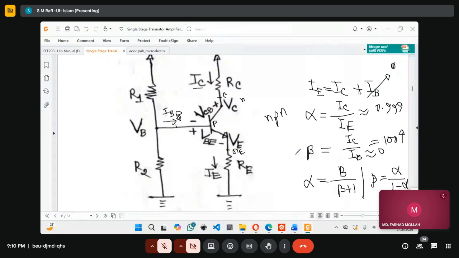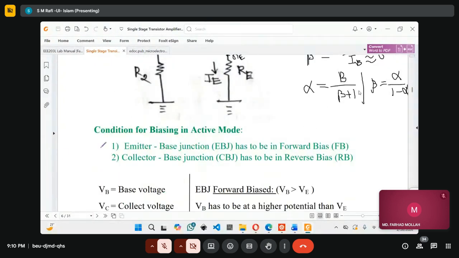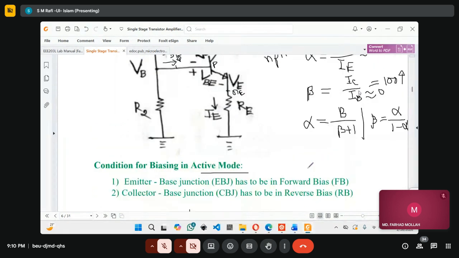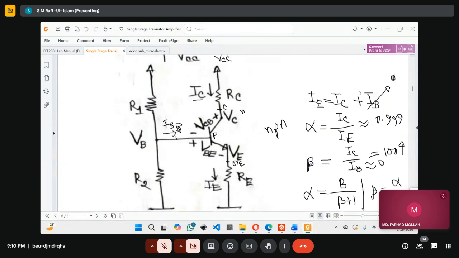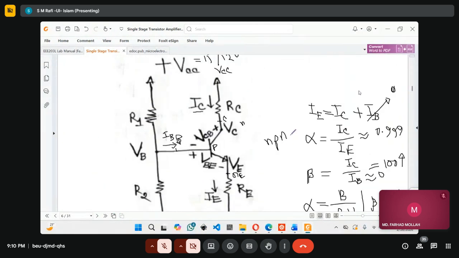Is it fine, the relations? Because we'll be using this relation in solving actual mathematical problems. We already discussed the biasing condition for the active mode. We said earlier that the emitter-base junction should be in forward bias, and the collector-base junction should be in reverse bias.